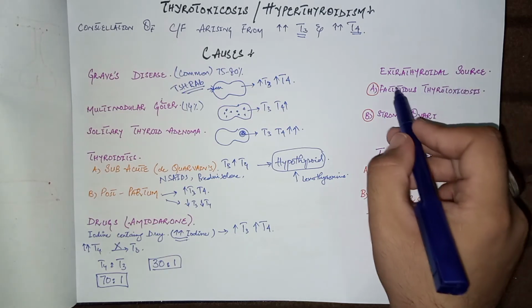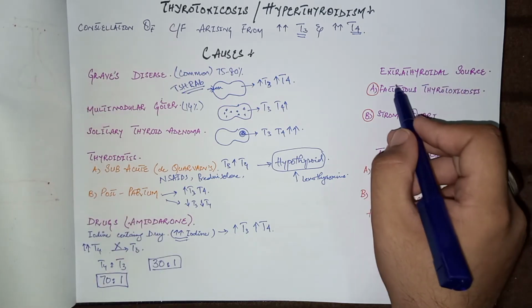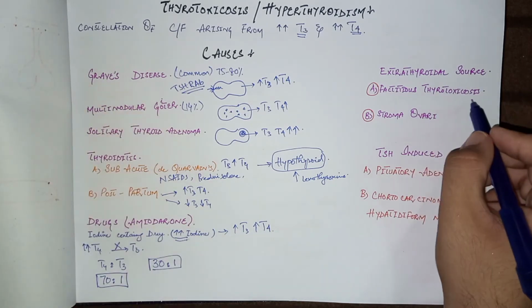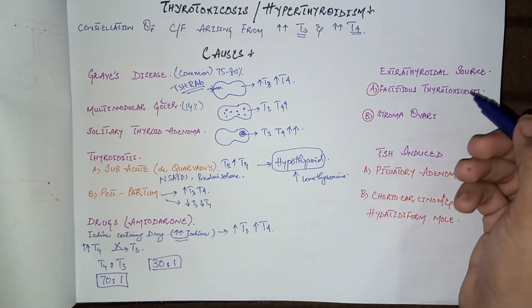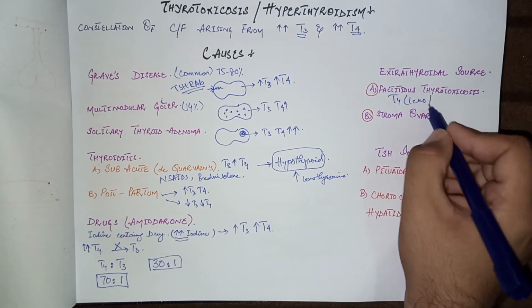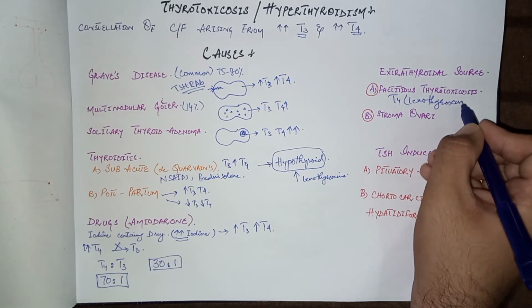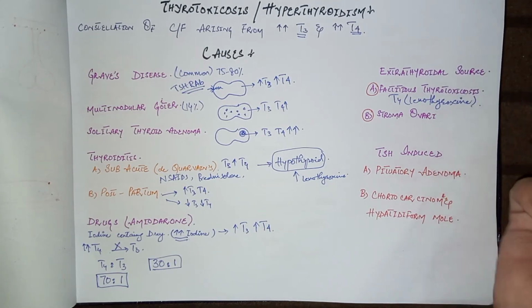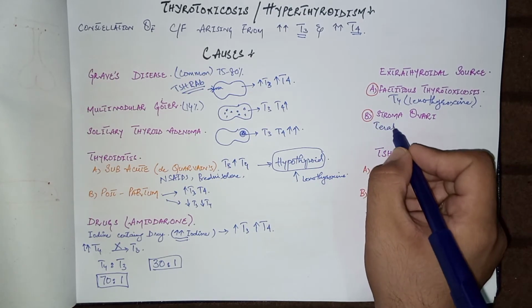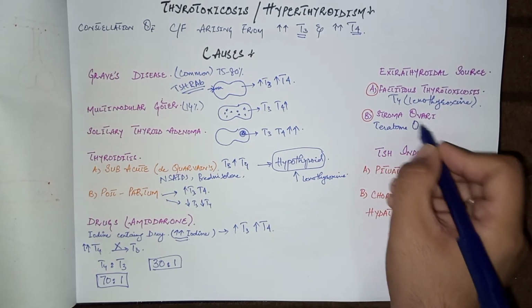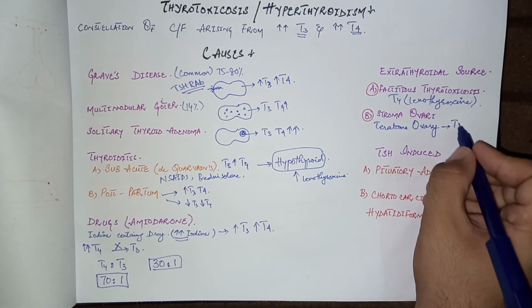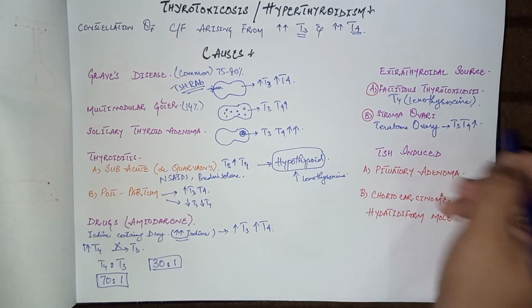Now come to the other causes of hyperthyroidism, that is extrathyroidal sources of thyroid hormone. Factitious thyrotoxicosis: if patients of hypothyroidism taking T4, levothyroxine, take an overdose of this drug, it causes hyperthyroidism. Another cause is struma ovarii. This is a teratoma, an ovarian tumor, which causes increased levels of T3 and T4 in the blood.